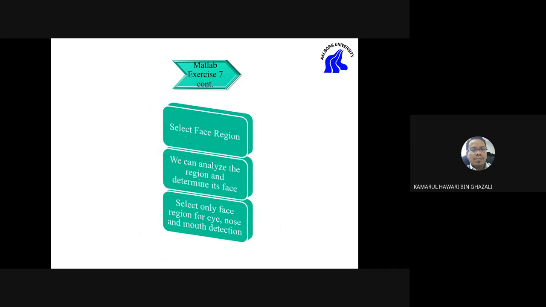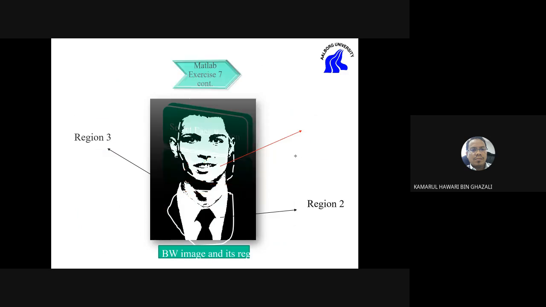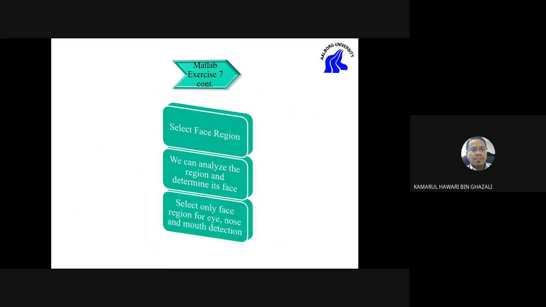Select face region. From here, select the face region, which is face region 1. How to select? Then you have to perform this. We can analyze the region and determine its face. Select only the face region for eye, nose, and mouth.